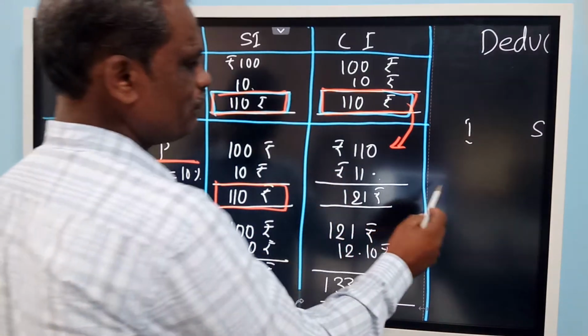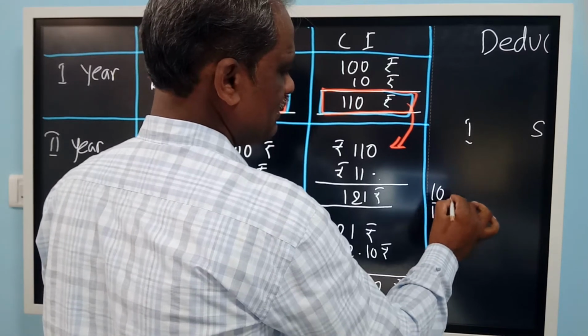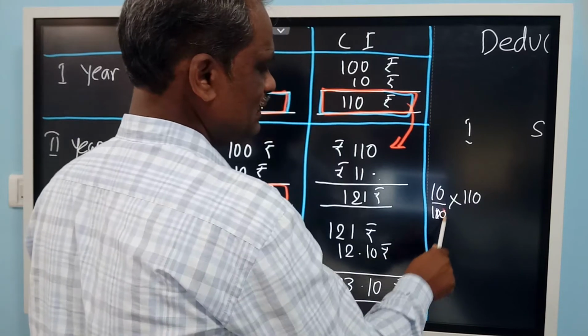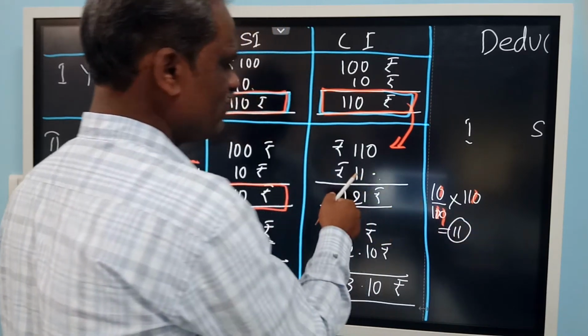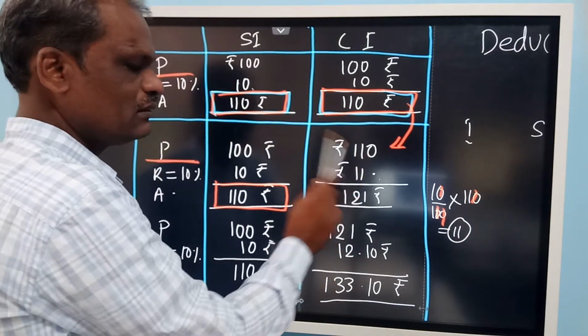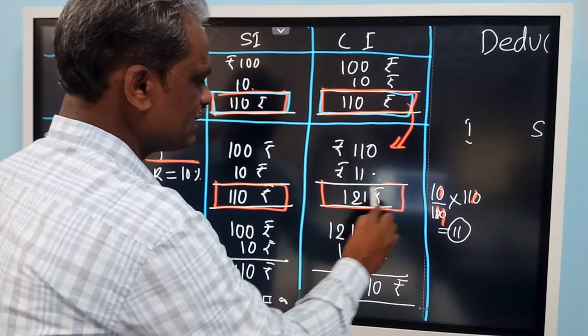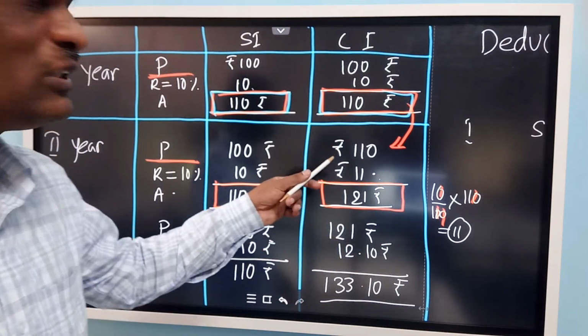10% of 110 is 11 rupees. If you calculate 10% of 110, it means 10 by 100 into 110. You can cancel the zeros and you will get 11 rupees. So this 11 we have written here. 110, 10% is 11 rupees. If you add the amount here, look at this, 121 rupees.